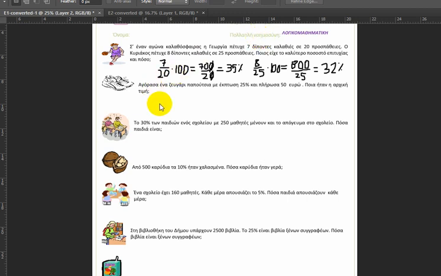Let's move on to the next problem where we bought a pair of shoes and they were on discount for 25% and I paid 50 euros. It asks what the original price was, what the total price was, we could say. Now, what does it mean that they were on discount for 25%? That means that I did not pay 25% of the original price, of the total price.